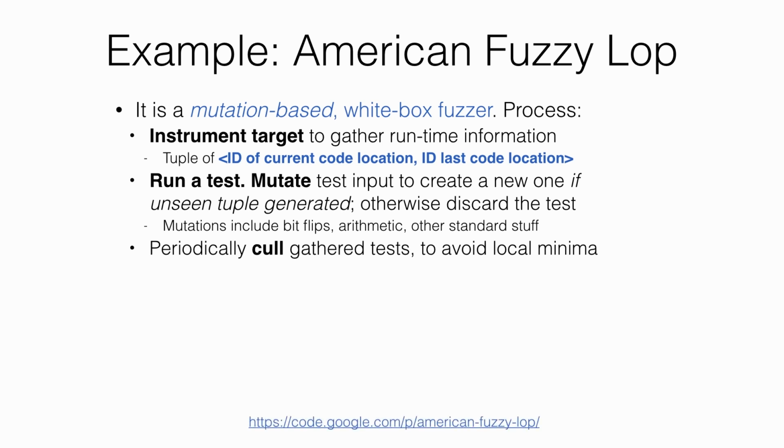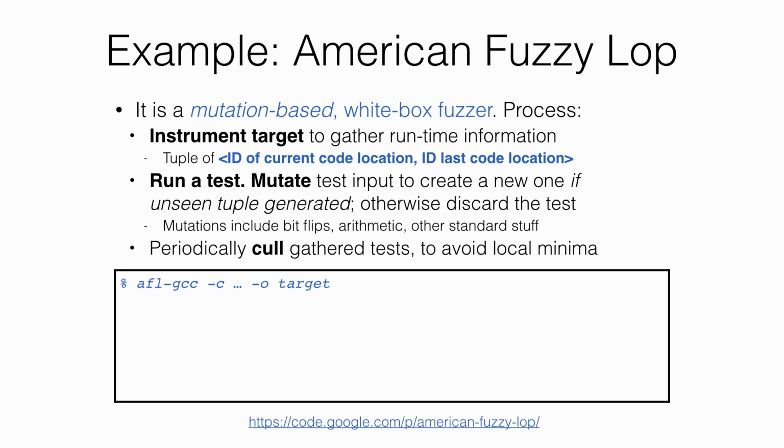After running for a while, American Fuzzy Lop will periodically cull the gathered tests to avoid getting stuck in local minima. In a sense, it will stop making small local changes to tests and instead make one big change to try to jump to a different part of the state space. So here's an example interaction.